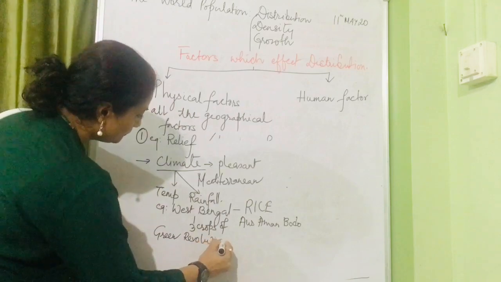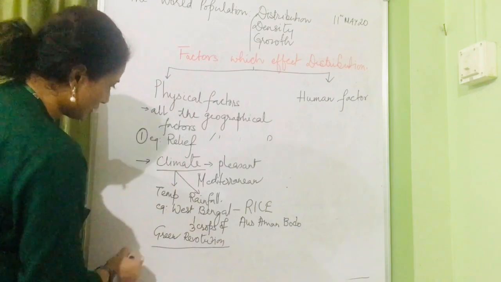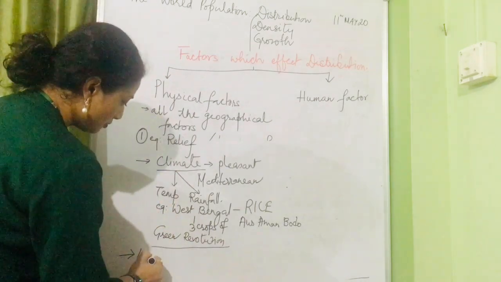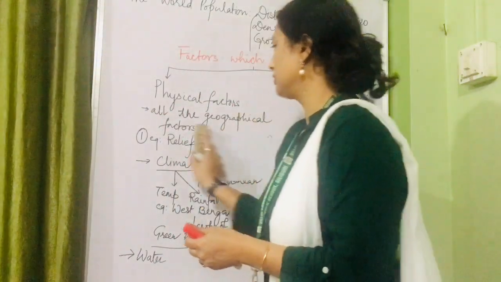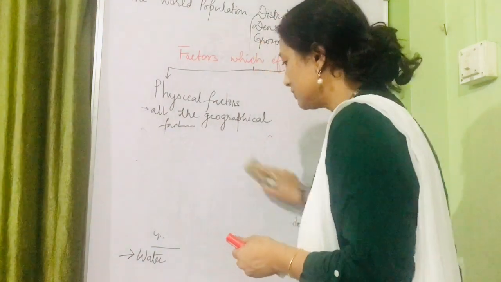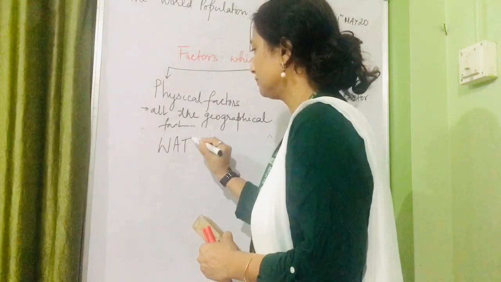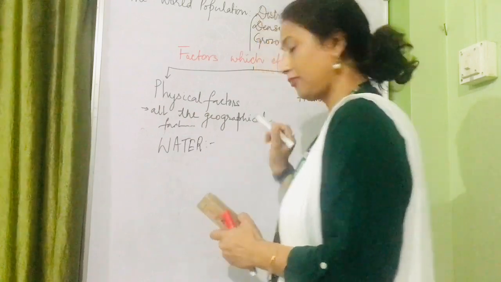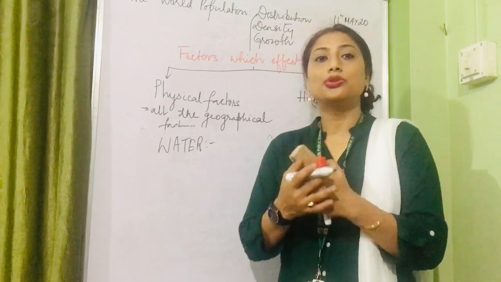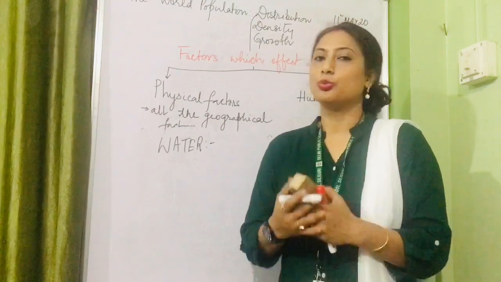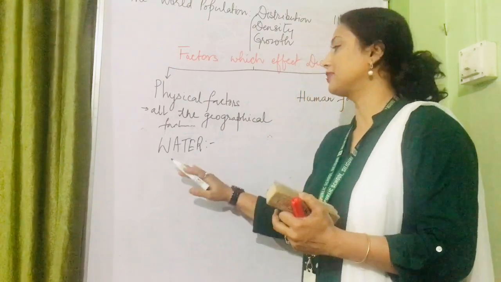Green Revolution. Green Revolution, I'll take the third factor. If one is climate, water. This is the most important factor. Beside relief and climate, the next, third most important factor is water. This is one such factor which helps in sustaining life, without which life is not possible at all. Whether we talk about flora, fauna, or human beings, it is impossible to have life without water.